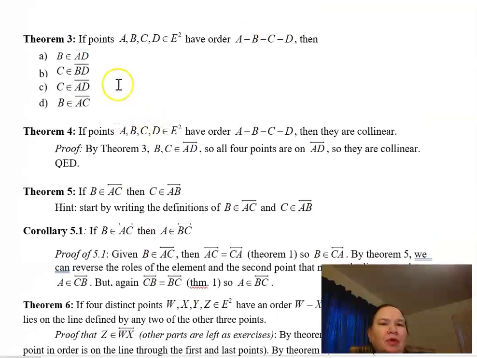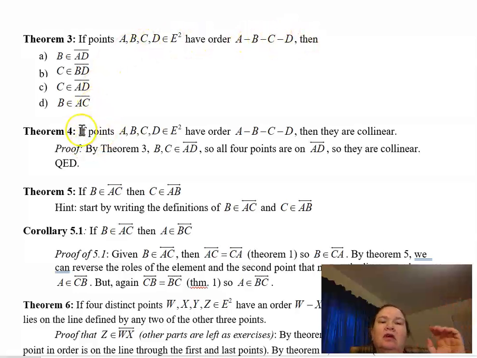In theorem 3, we start off assuming an order. If we have some order, then B is on the line from A to D and the line from A to C, and C is on the segment from A to D and from B to D.